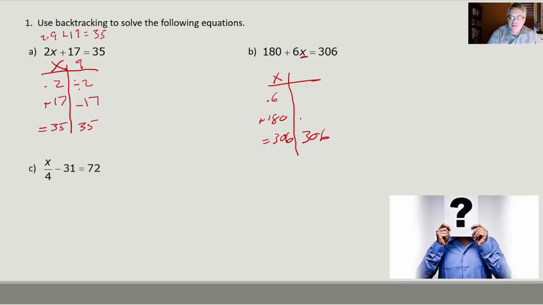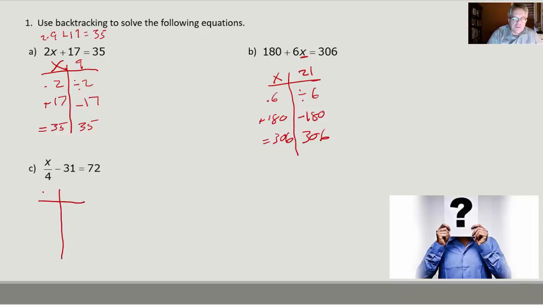We're going to take 306, subtract 180, and divide by 6. So if you do those steps in your calculator, you got to hit equals after every step. 306 minus 180, hit equals, divided by 6, hit equals, and it turns out that that's 21. Alright, let's take a look at this one.